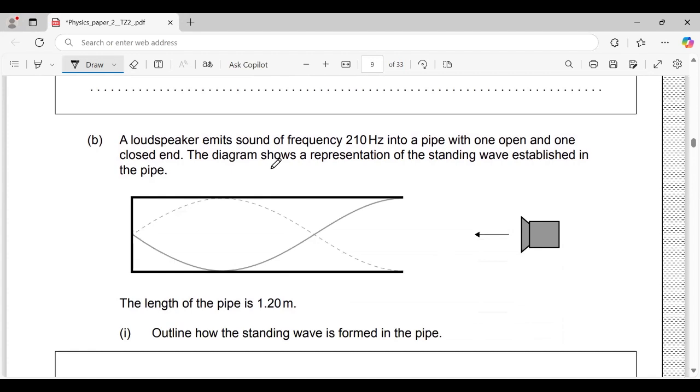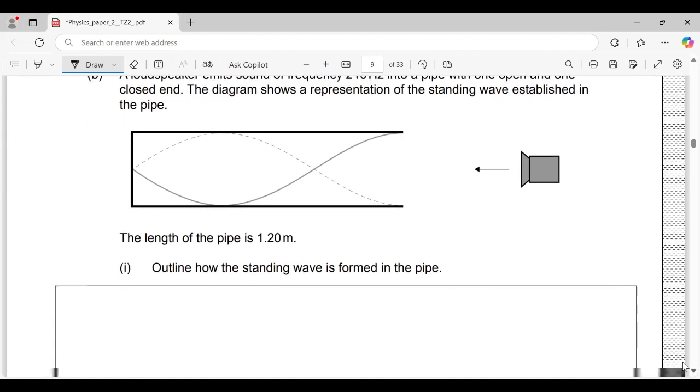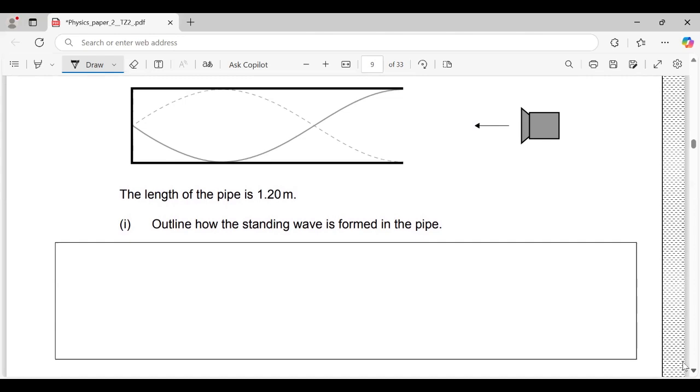The loudspeaker emits sound of frequency 210 Hertz into a pipe with one open and one closed end. The diagram shows a representation of the standing wave established in the pipe. So the length of the pipe is 1.20 meters. Outline how the standing wave is formed in the pipe. Right, before I continue, I will show you my explanation about this question first.